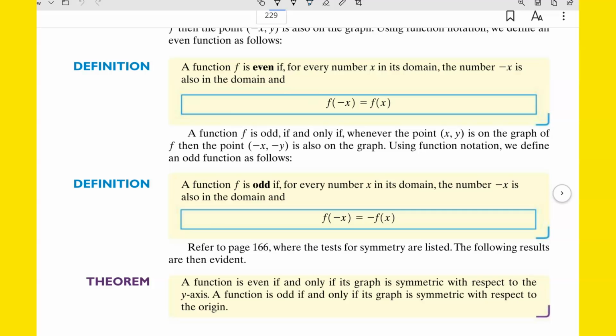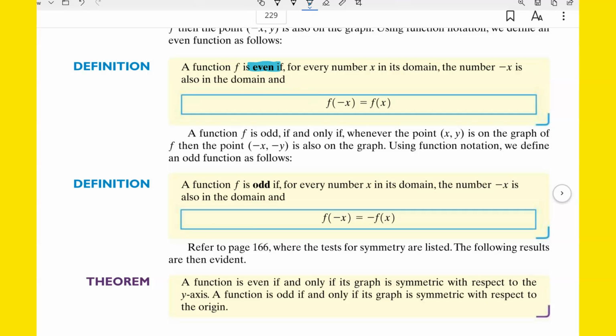So just some definitions here to begin with. Even and odd functions. A function is even if for every number x in its domain, so every number in the domain being the inputs, the number negative x is also in the domain, and when negative x is the input, you get the same thing as when positive x is the input. So the outputs are the same whether you put in -2 or +2, you'll still get 10.